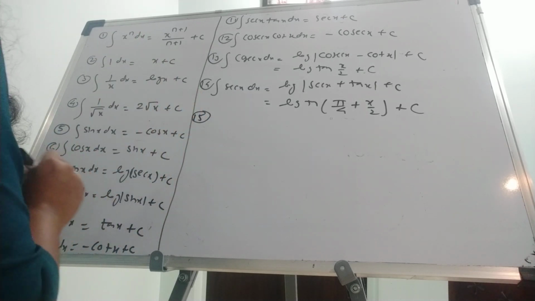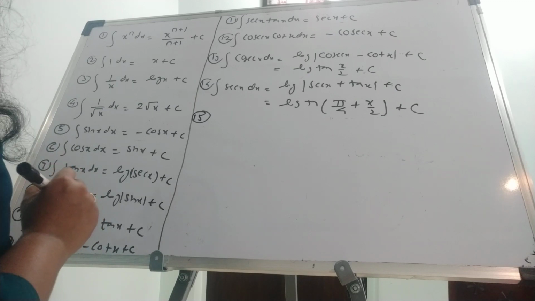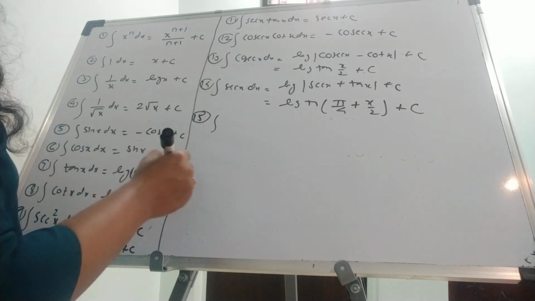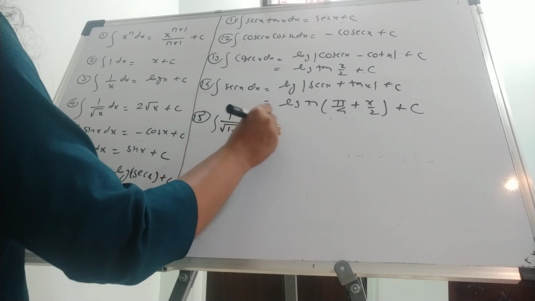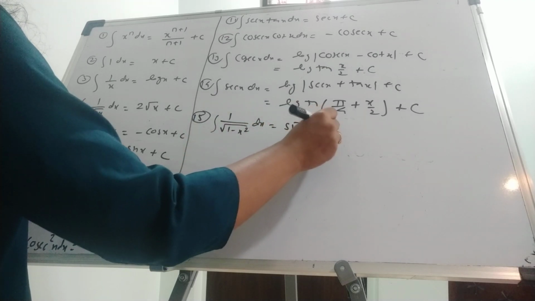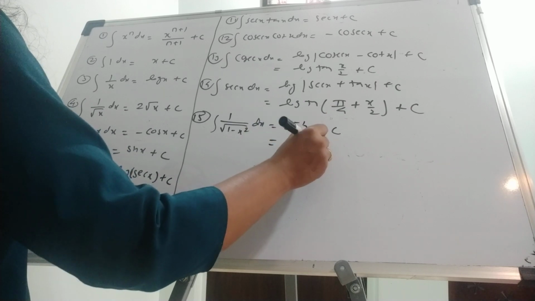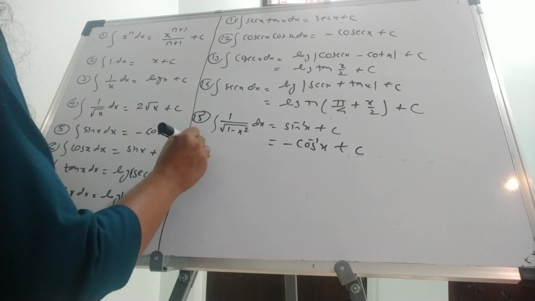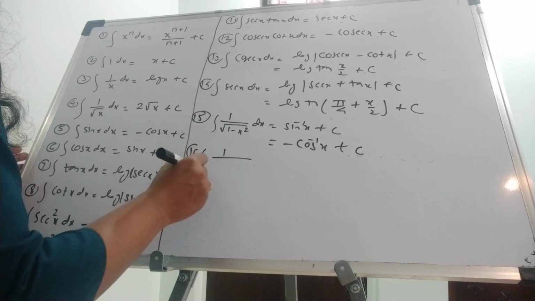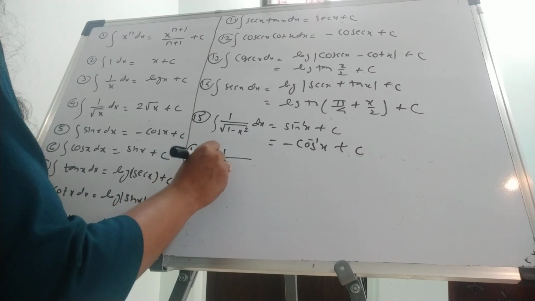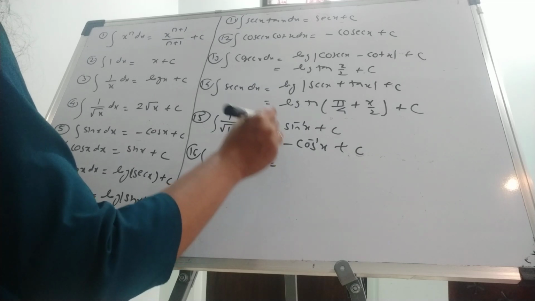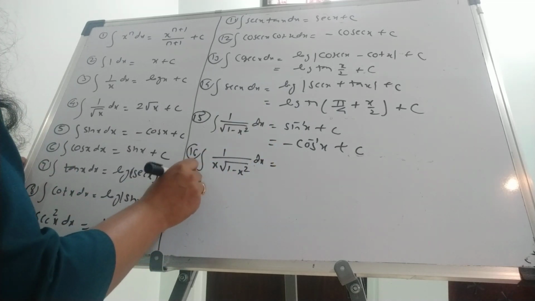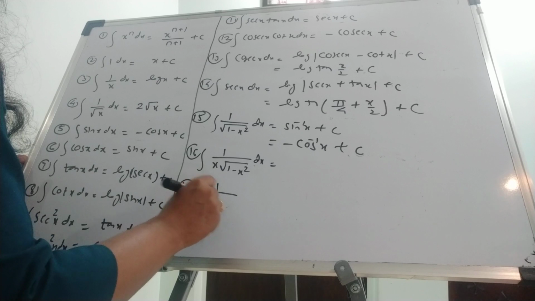next formulas. These were all the trigonometry ones. Now consider 1 upon under root 1 minus x square is sin inverse x plus c, or it is minus cos inverse x plus c. 1 upon x into under root. Okay, there are more, look. 1 upon 1 plus x square.